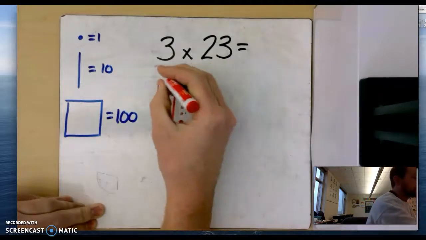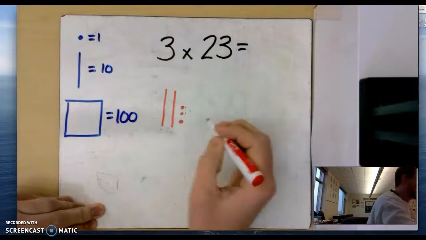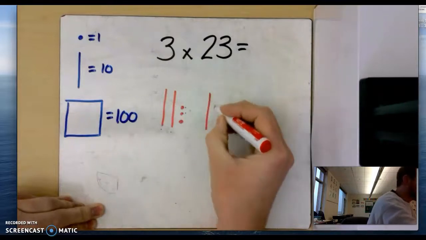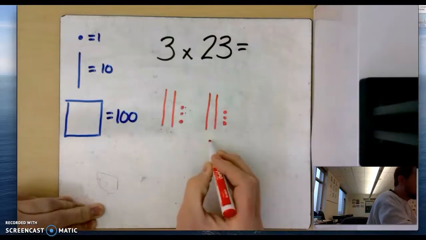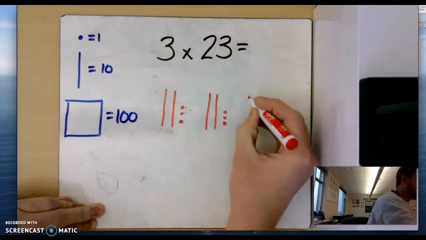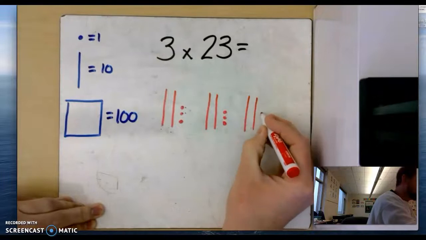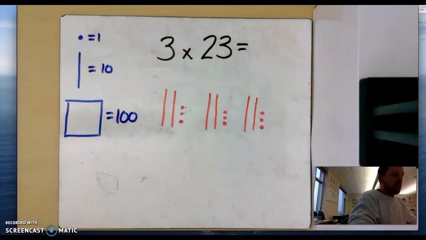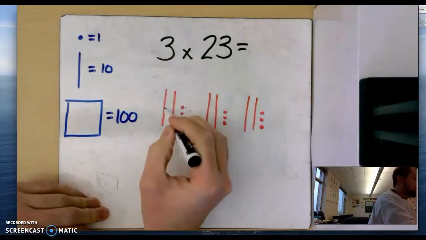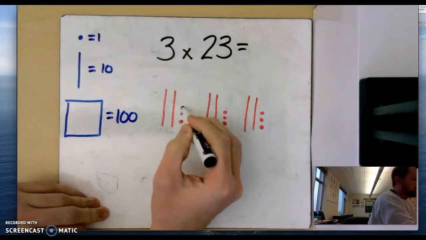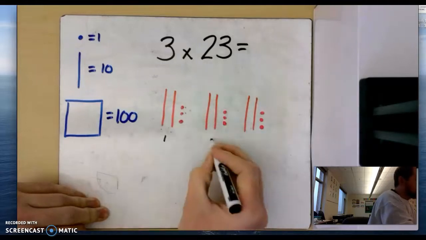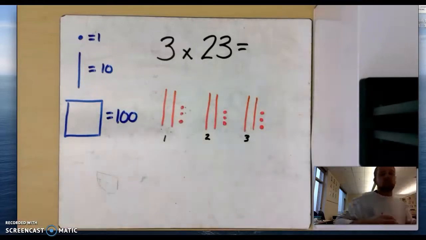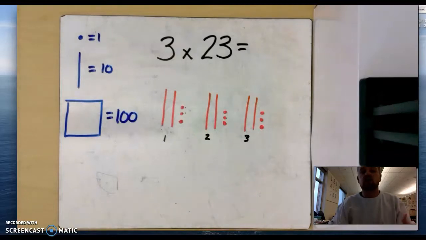I need 3 groups because it's 3 times 23. So I'm going to draw another one out. 1, 2, 1, 2, 3. Now I'm at 2 groups. I still need 3. I can draw my last one. 1, 2, 1, 2, 3. Now you can see that I have my 23, and I have 3 groups. I have 1, 2, and 3. So this is what my problem looks like, and this is what I set up.